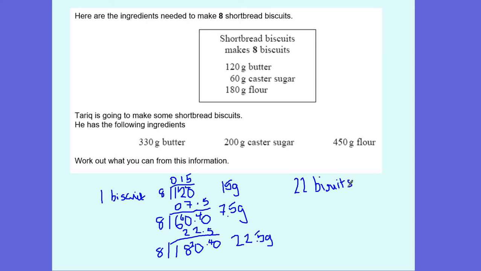Let's check that works for all the others. 200 divided by 7.5, he can make 26 biscuits out of that amount of caster sugar. And how many can he make with 450 grams of flour? Let's find out. 450 divided by 22.5 gives me 20. So with that amount of flour, he can only make 20 biscuits. And he'll have a little bit of butter left over and a little bit of sugar left over.